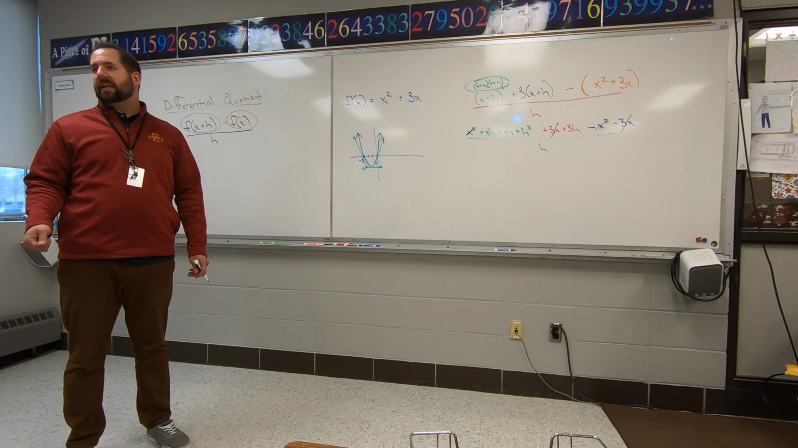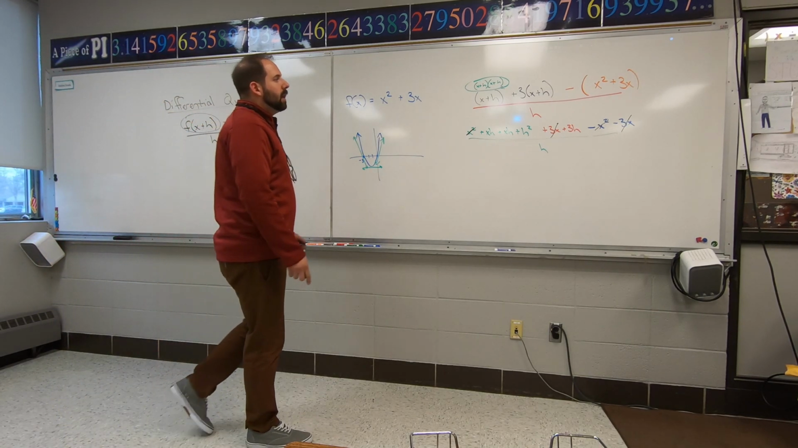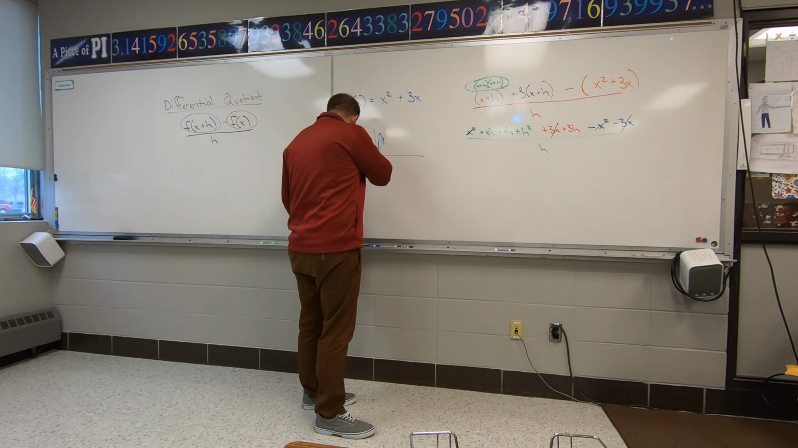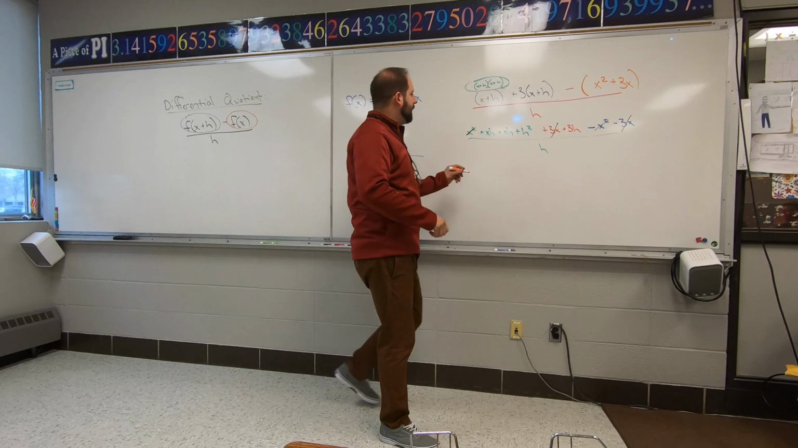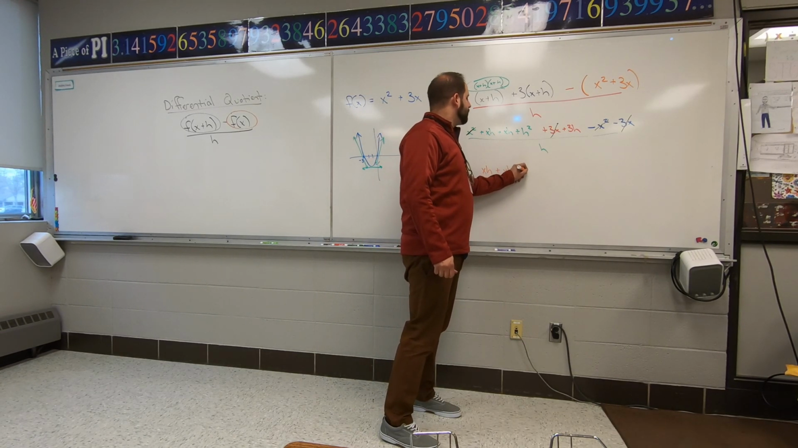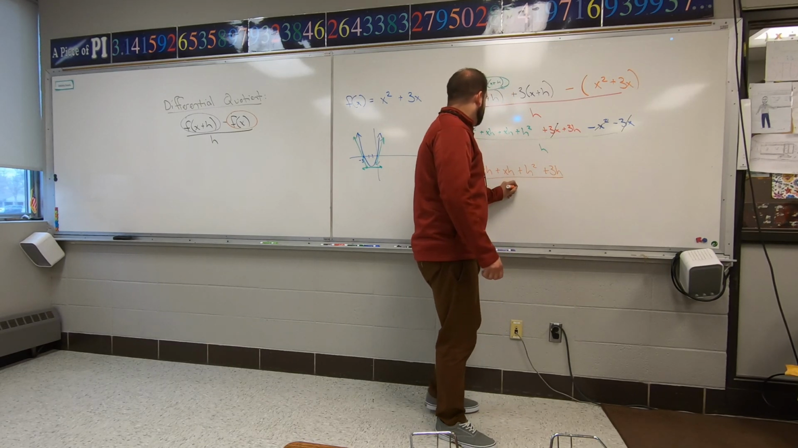That's a safety check. Did I do it right? Did I set it up right? Did I foil right? All that good stuff. Now, the things that are left have h's in them. So this is going to end up being xh plus xh plus h squared plus 3h. And this is all divided by h.